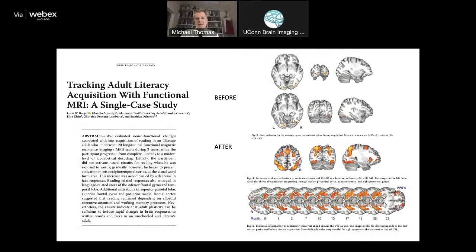And here's a task actually tracking in an individual. This is an adult who was an adult illiterate who was being taught to learn to read. And you can see, you show that individual written sentences, and when they can't read them, you just see some confused visual activation in occipital cortex. Some hundreds of hours later, after they have learned to read and got some functional literacy, now you can see all the expected visual word form areas and oral language system areas being lit up like a Christmas tree. So we can see these kind of changes through learning.